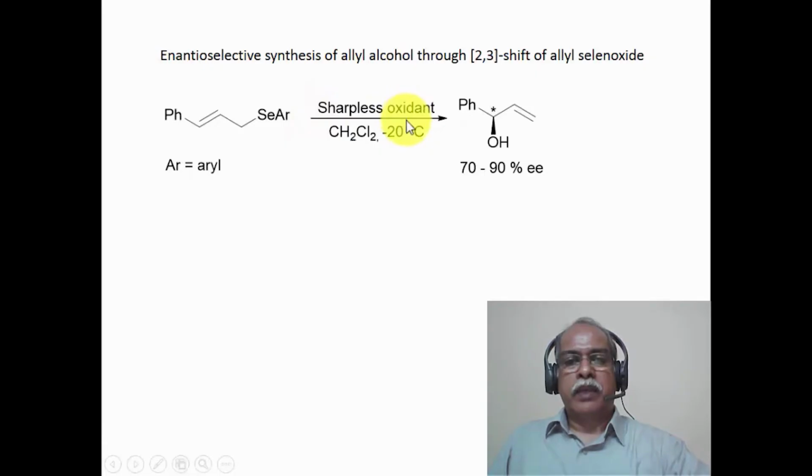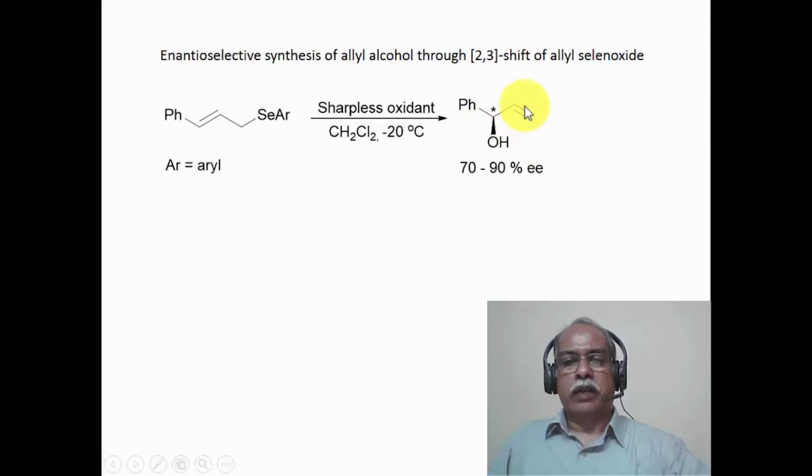So please look it up. It is a combination of diethyl tartrate with titanium tetraisopropoxide and tertiary butyl hydroperoxide as the oxidant. So the chiral selenoxide undergoes the 2,3 sigmatropic rearrangement. The carbon-selenium bond is broken. The oxygen-selenium bond is formed here in this particular case, resulting in the enantioselective formation of this allyl alcohol. So asymmetric synthesis of allyl alcohol is possible by means of a selenoxide or a sulfoxide rearrangement by a 2,3 sigmatropic rearrangement.